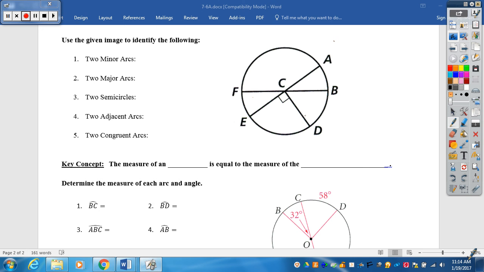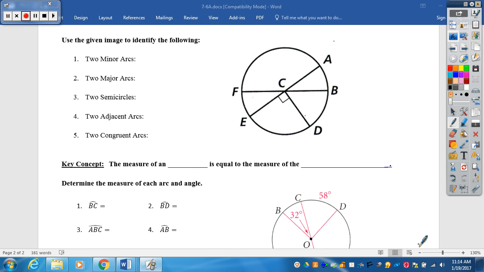Two major arcs. Well, I could go EFB, okay, starting right here at E, heading to F, and then ending up at B, okay. But that same arc, I could say EAB, or BAE, or BFE. Okay, again, those are all the same arcs there.